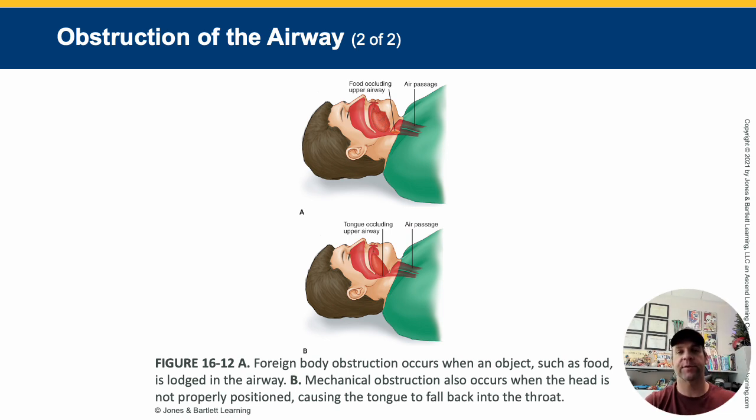In image B, the obstruction isn't from an object, but from poor positioning of the head, and that causes the tongue to fall back into the throat. This is really common in our unconscious or semi-conscious patients, such as those who have been overdosed or suffered trauma. In this situation, your airway opening maneuvers become life-saving, really. So for patients without trauma, use the head tilt chin lift technique. For patients with suspected spinal injury, you're going to use the jaw thrust maneuver.